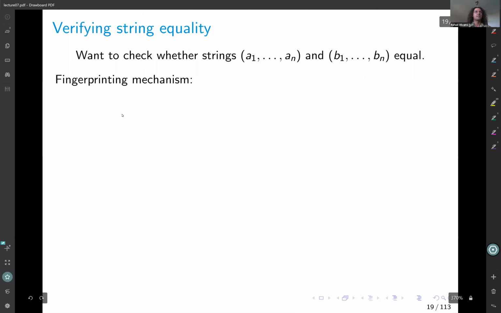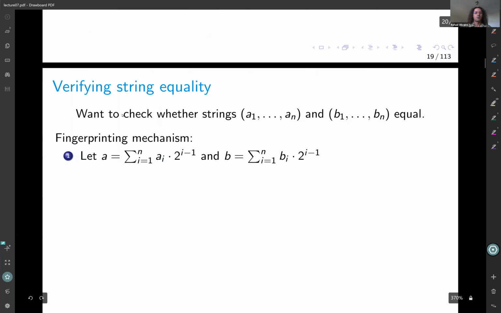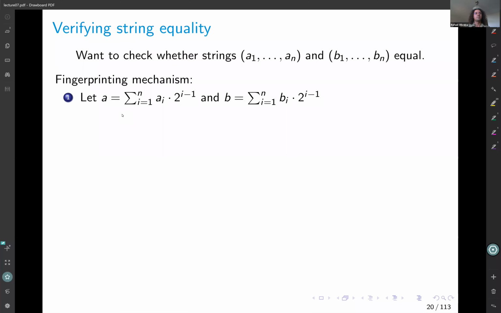Well, here's a fingerprinting mechanism. A fingerprinting mechanism is essentially something that tries to emulate our fingerprints, which are unique with high probability, right? So we're trying to create a scenario where different strings with high probability get mapped to different objects. So what is our mechanism here?